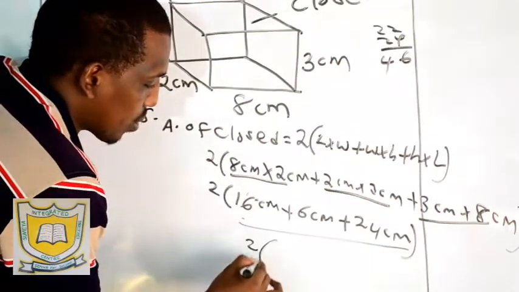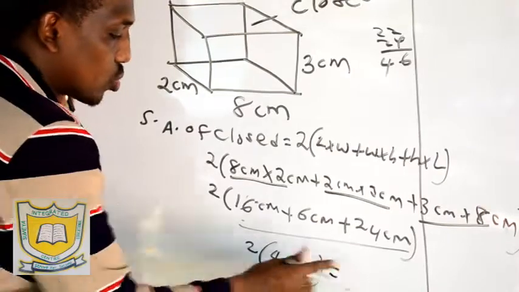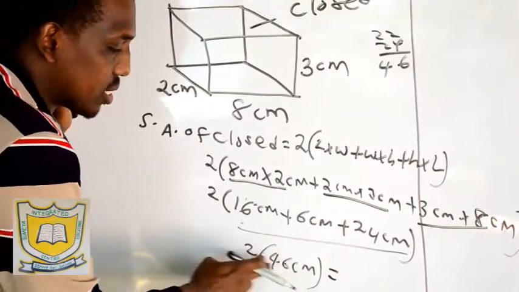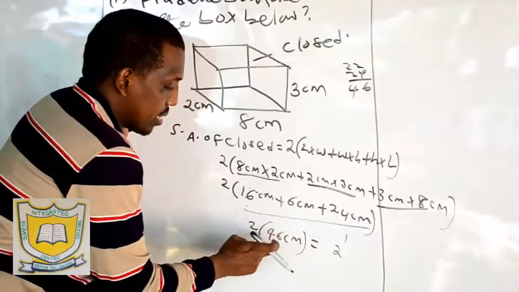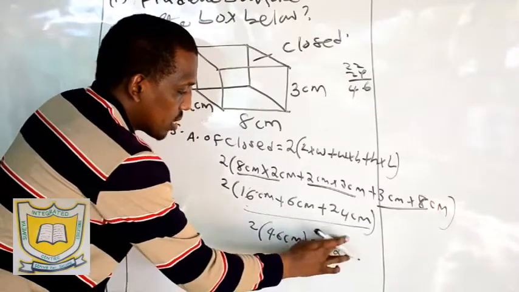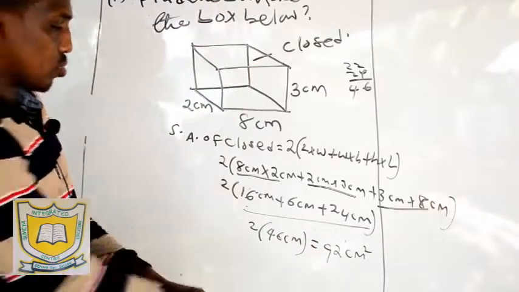So 2 into bracket 46 centimeter, which is equal to, now you remove the bracket, 46 times 2, which is 92. So you get 92 centimeter squared. That's how we solve that question.